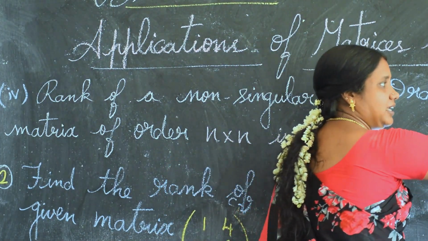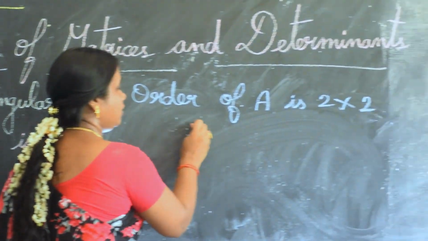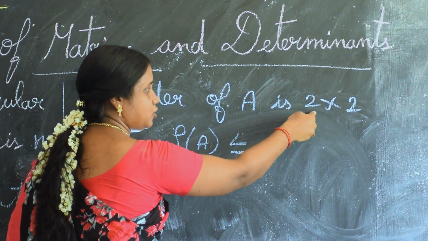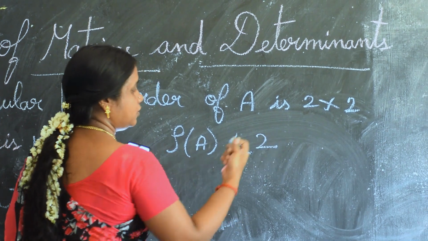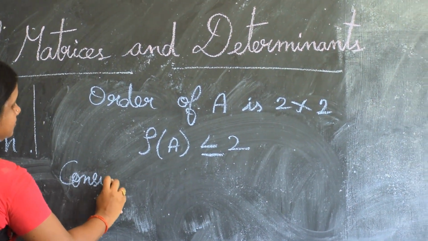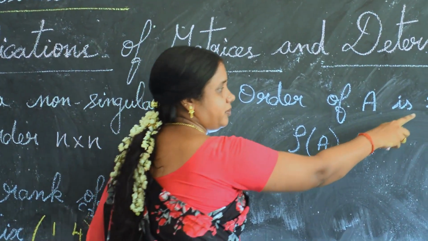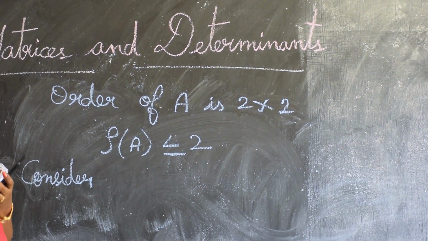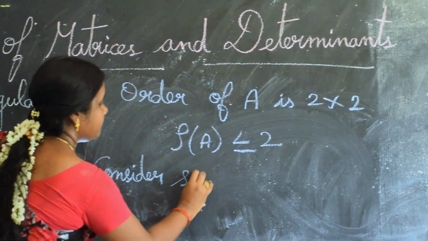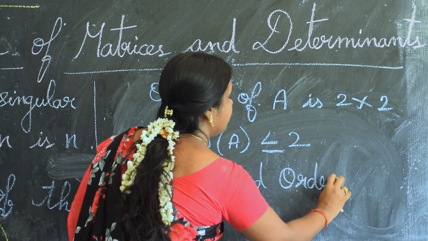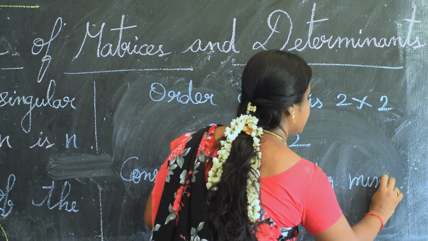Always it will be less than or equal to 2. So rank of A is less than or equal to, what is the order here? 2 cross 2. So 2. Now you have to consider 2 cross 2 means you have to take second order minor. 3 cross 3 means you have to take third order minor. So consider second order minor. That means you have to find the value of the second order determinant.